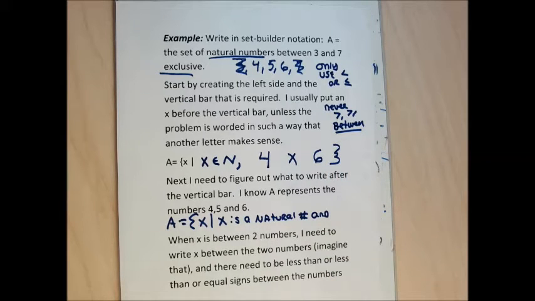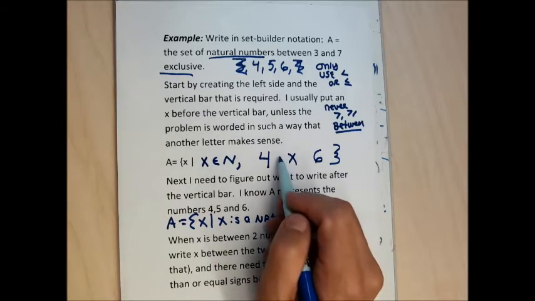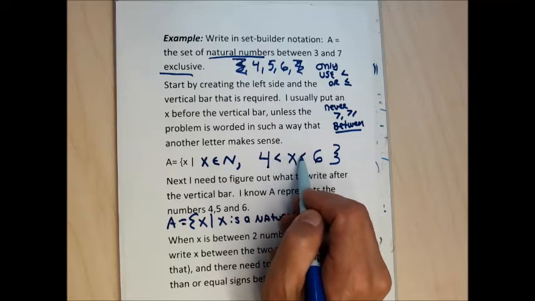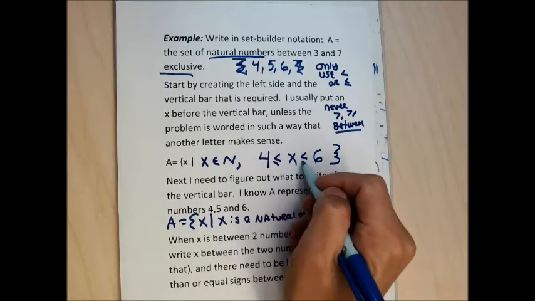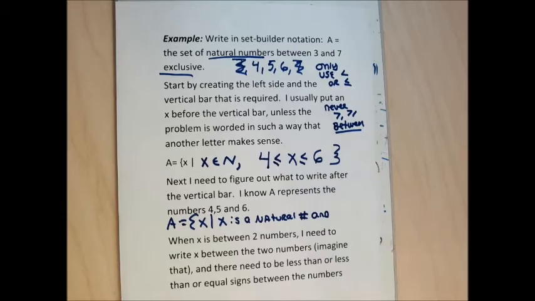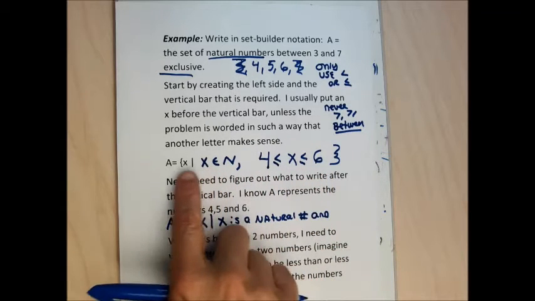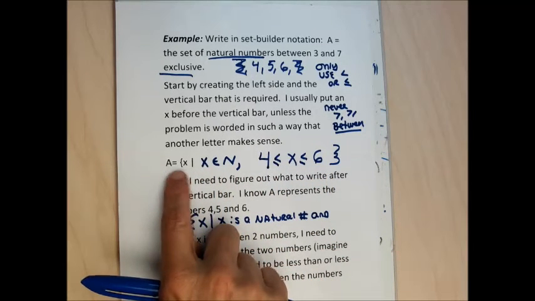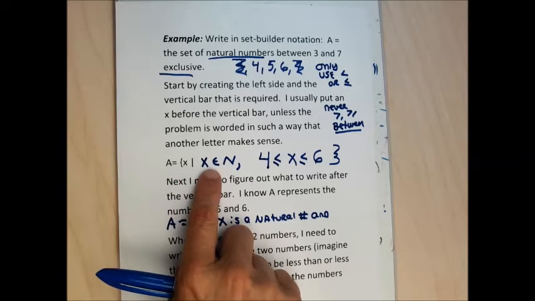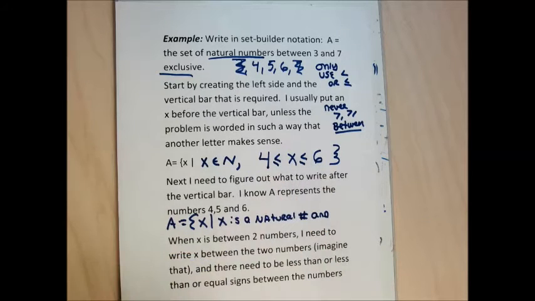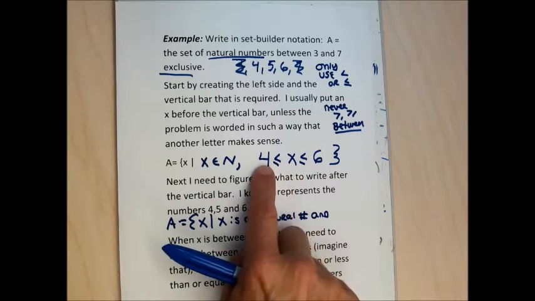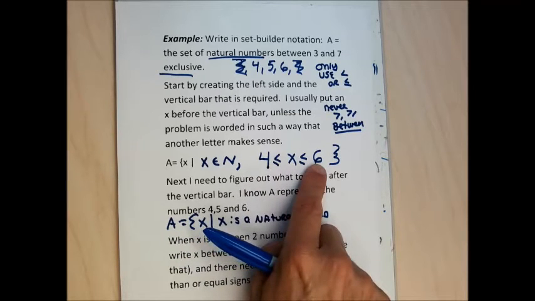And then I put less than signs if I don't want to include the numbers that I wrote. I put less than or equal to signs if I do want to include the numbers that I wrote. To me, I would say A is the set of all x with the property that x is a natural number and x is between 4 and 6, including 4 and 6, or x is greater than or equal to 4 and x is less than or equal to 6.